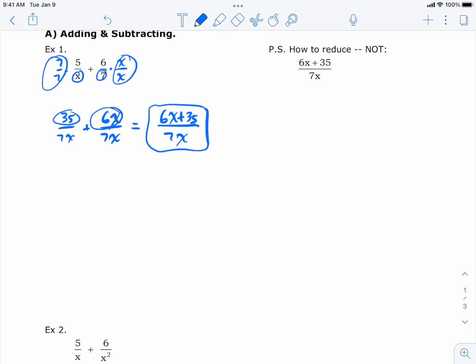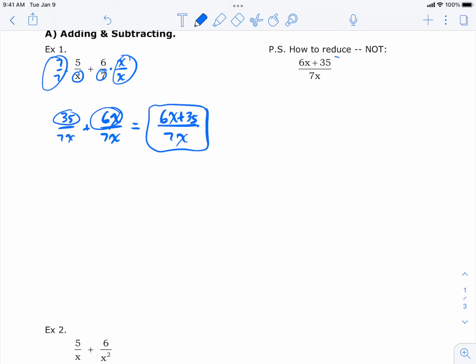Okay, cool. Before we get to example 2, let's come over here. It says PS, how to reduce, not. This is an extremely common error, and as long as we're looking at these kinds of things, let's get this out of the way right away.